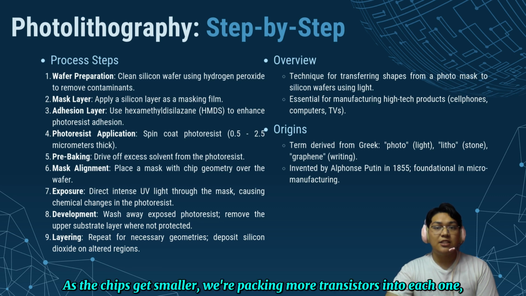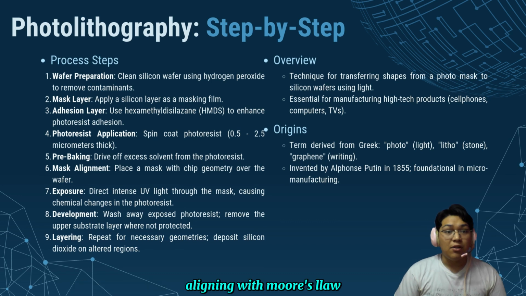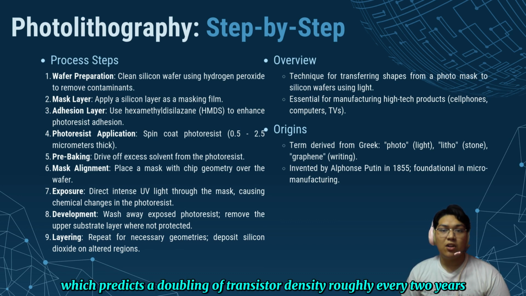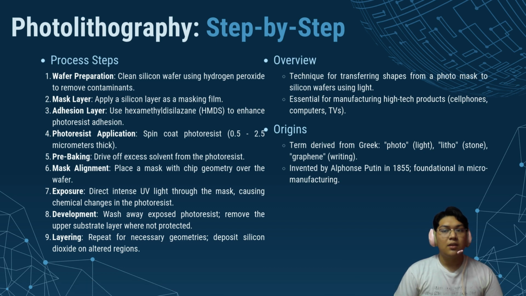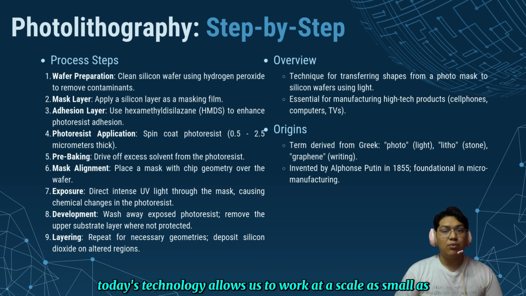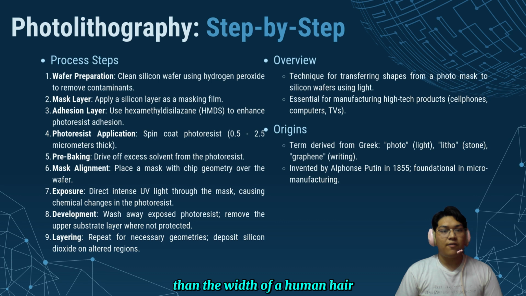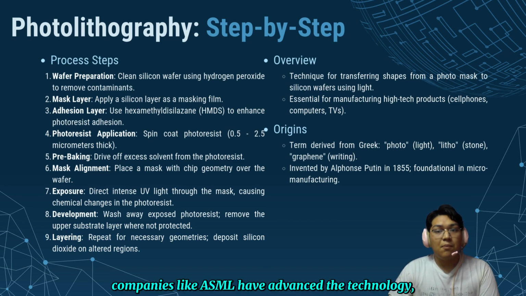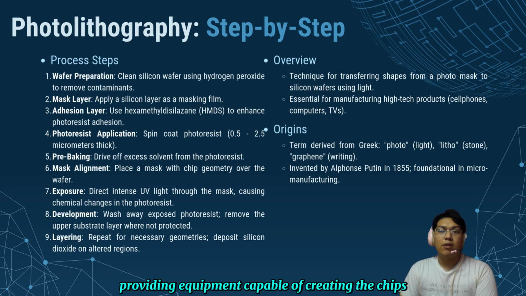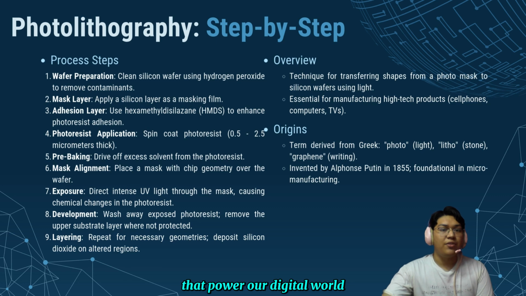As the chips get smaller, we're packing more transistors into each one, aligning with Moore's law, which predicts a doubling of transistor density roughly every 2 years. Today's technology allows us to work at a scale as small as 14 nanometers, about 10,000 times smaller than the width of a human hair. Companies like ASML have advanced the technology, providing equipment capable of creating the chips that power our digital world.